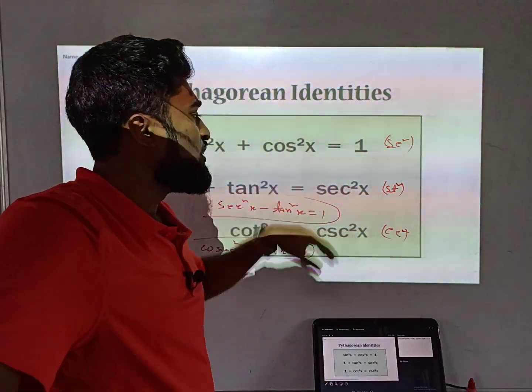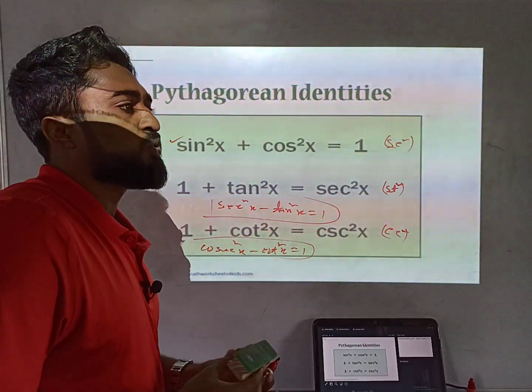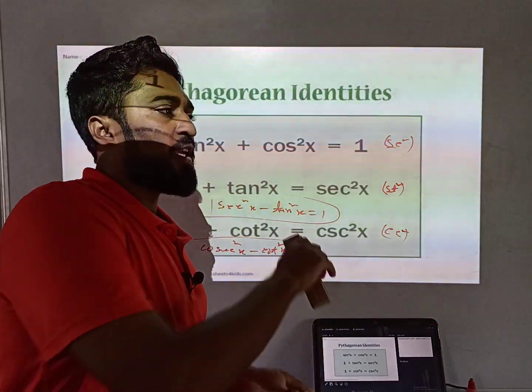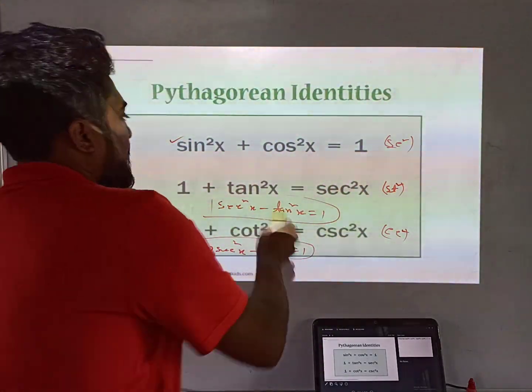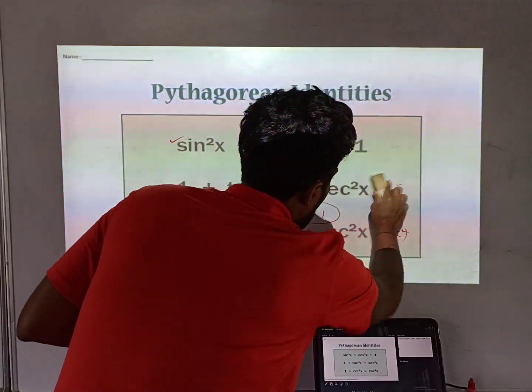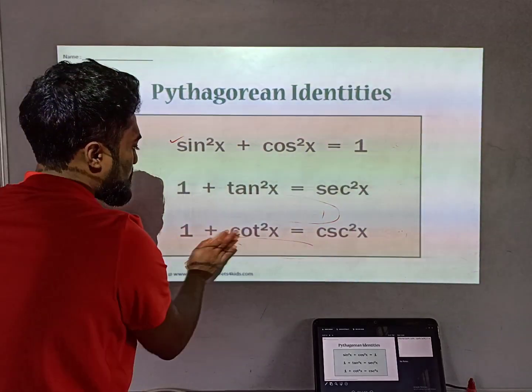Now, we know that these are the identities of trigonometry, but we don't know why we are saying all these things. Today I will show you how to prove all these three identities. They are very easy, we can very easily prove them. So without wasting our time, let's prove these three identities.